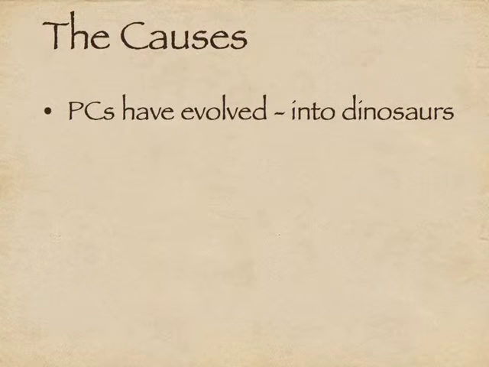Here are the causes for this situation. How did we get into this predicament? Well, PCs have evolved, and they've evolved into dinosaurs. When you used to type on a typewriter and then got a word processor, the first version of Microsoft Word had 150 commands in it. The current version has 1,500 commands in it. The current version of Microsoft Windows has 100 million lines of instruction in it. All that does is make the computer turn on so you can do something, get another program to do stuff.